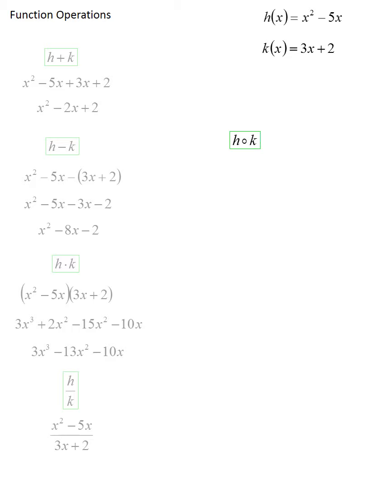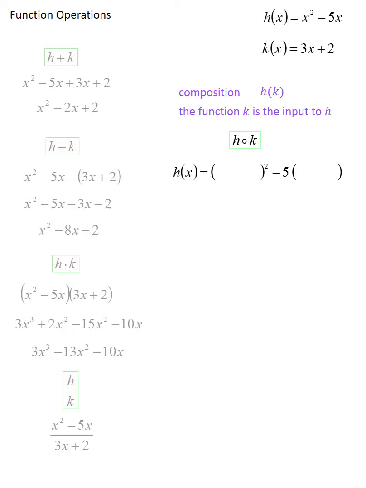Well, that covers the four basic operations. Let's get to this fifth operation of functions called a composition. That little open circle in the middle is not an O. This is pronounced h composed with k. Sometimes it's written this way and it's pronounced h of k. And what it means is that you're going to use the function k as the input to the function h. Okay, you'll see more what that means as I go through the example.